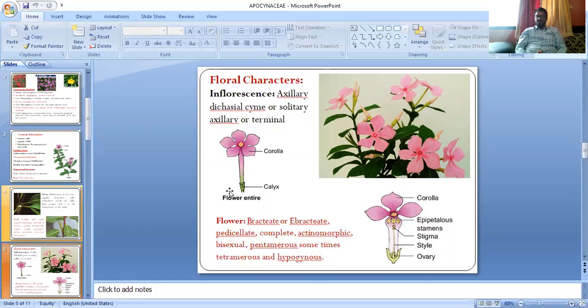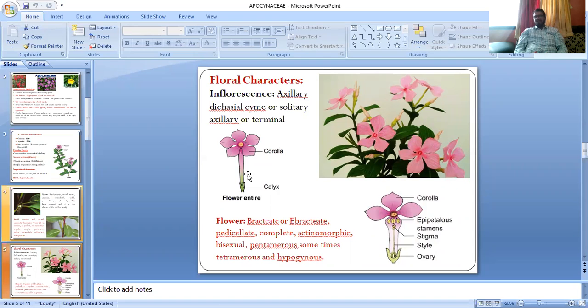Flower is bracteate or ebracteate, but in this figure, the flower is ebracteate, and the flower in the figure shows the example of Catharanthus roseus, commonly known as Sadafuli or Sadabahar. Then flower is pedicellate. In the member family Apocynaceae, flower is pedicellate, and pedicel is very small.